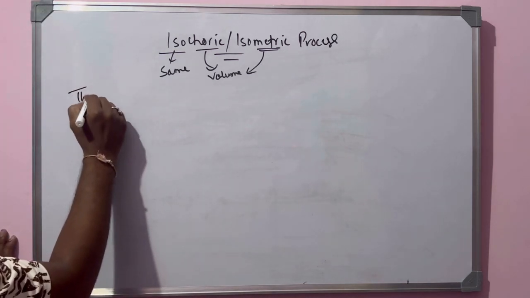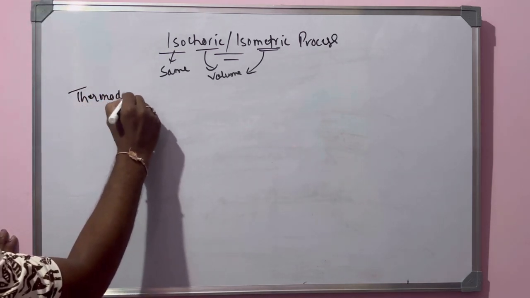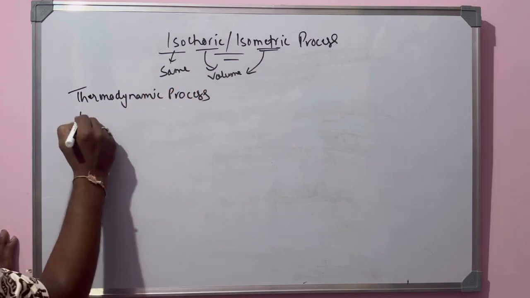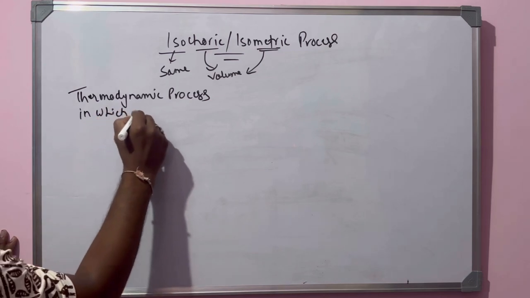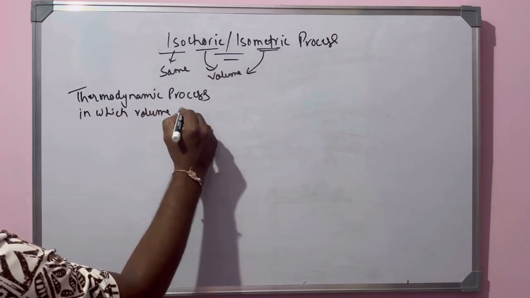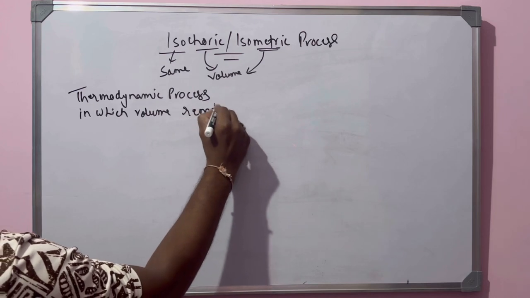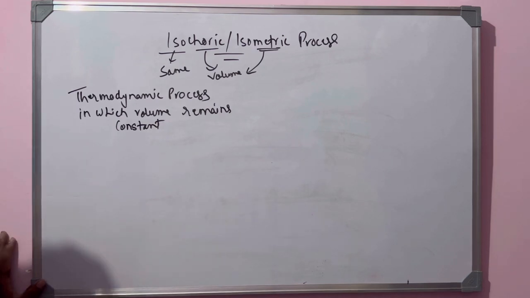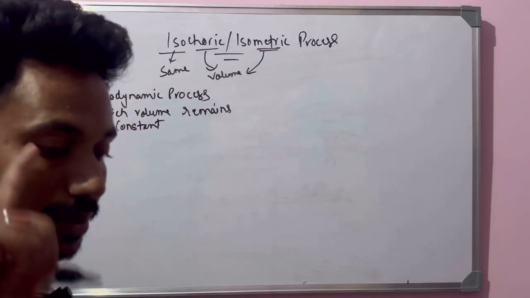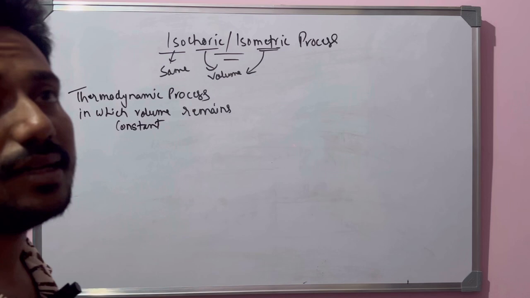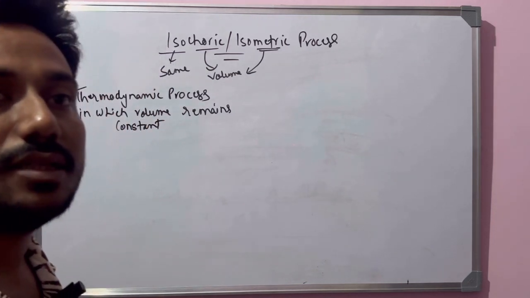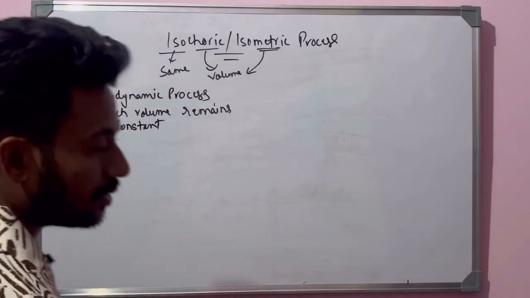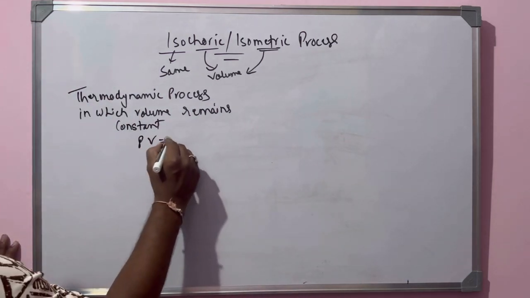So it's a thermodynamic process in which volume remains constant. Okay. So if volume remains constant, if you remember Charles' law, right? Charles' law says that if volume remains constant, pressure is directly proportional to the temperature, right? Or you can see from the ideal gas equation also. Okay, PV equals nRT.